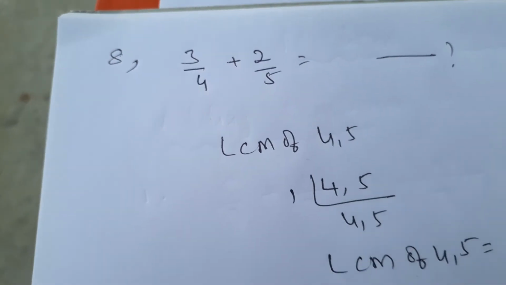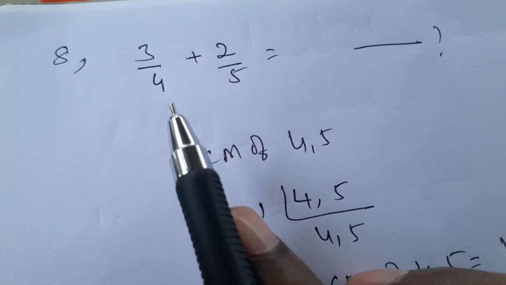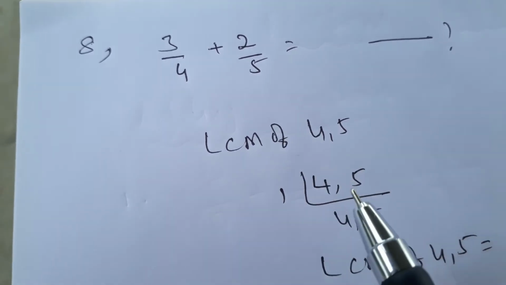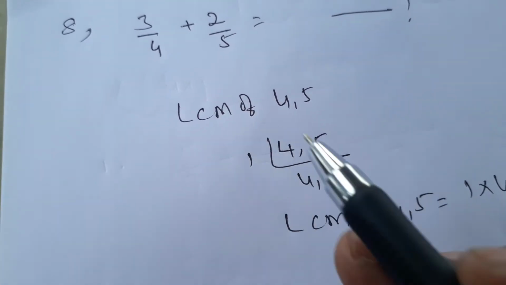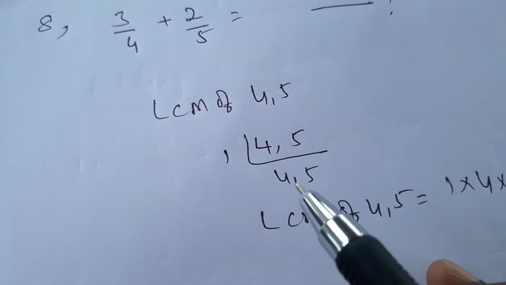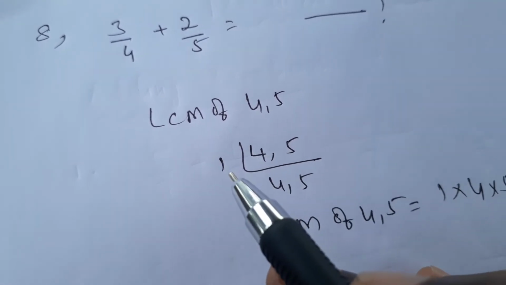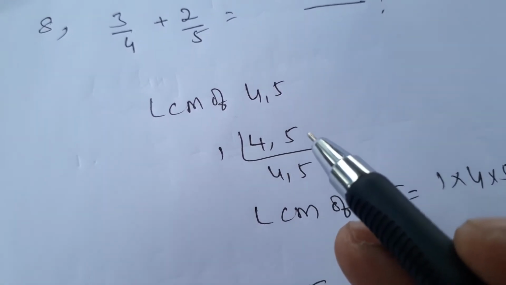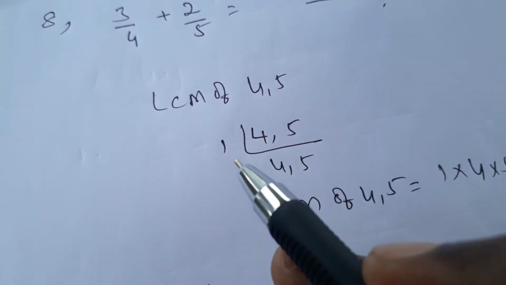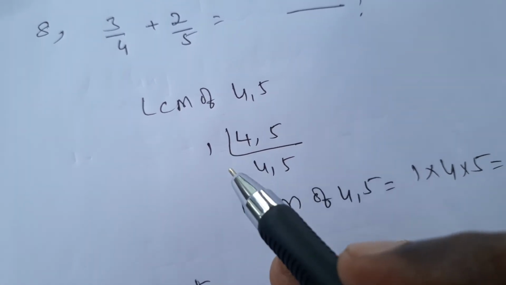In another case, see question number 8. This is also another one. See here, unlike fractions. How do we do unlike fractions? I already told you, make the LCM. The denominator must be the LCM. Take the denominators and find the LCM: 4 comma 5. Which table is possible in both? Only the one table, because 5 is a prime number. So no table is possible except the one table. In both, whatever is possible, take that number, and only the one table.